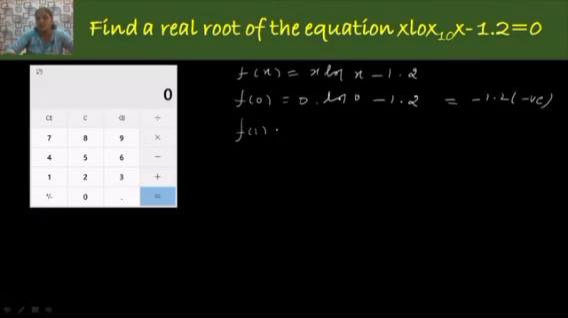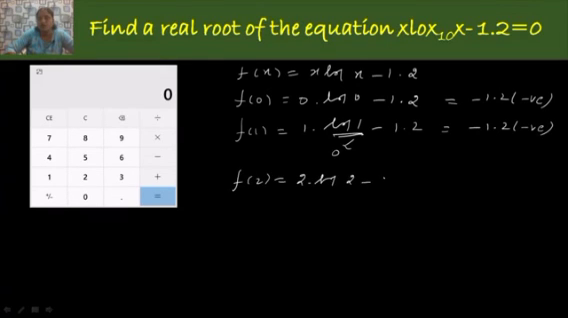Then f of 1, that is 1 log 1 minus 1.2. Log 1 value is 0. So whenever you multiply 0 with any value, you get 0. Again you get negative value. Next we move on to 2. 2 log 2 minus 1.2.